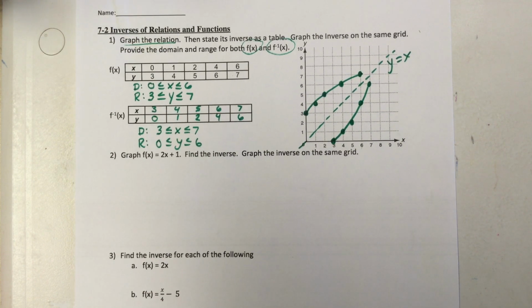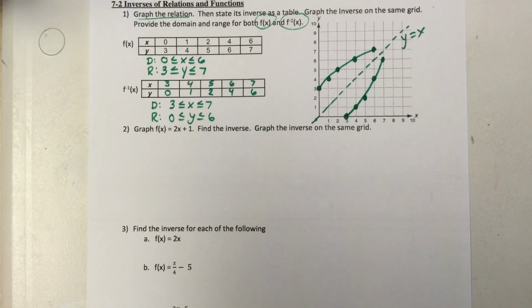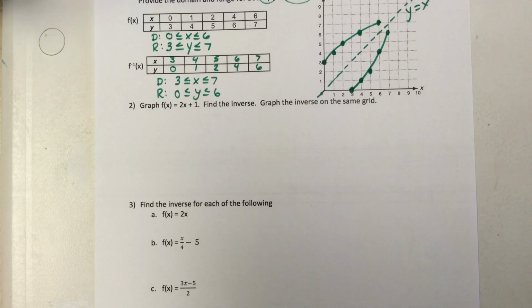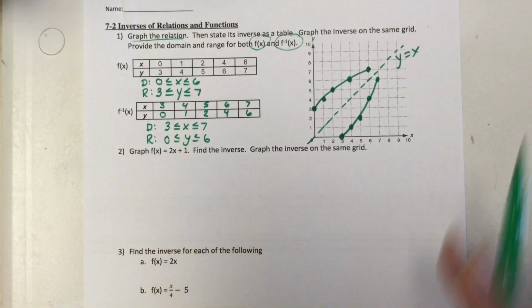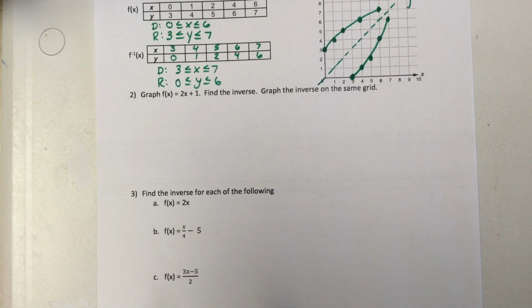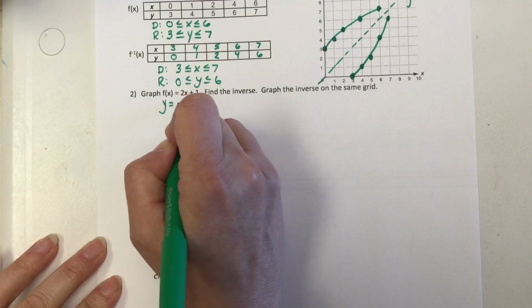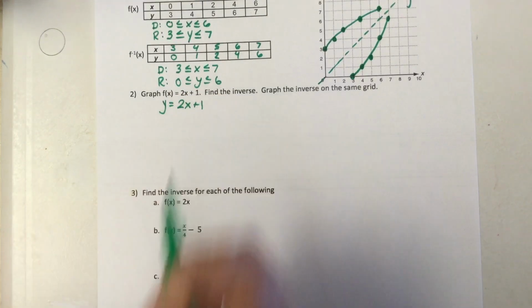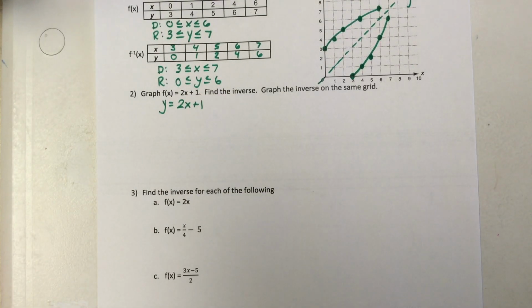Okay, so that was the first part of 7.2. Then again, they wanted you to look at graphing as well as finding the inverse of an equation versus just a relation, a set of ordered pairs, and double checking that you still get this relationship. So we have graph f of x equals 2x plus 1. Remember, f of x is interchangeable with y. So I can have y equals 2x plus 1.